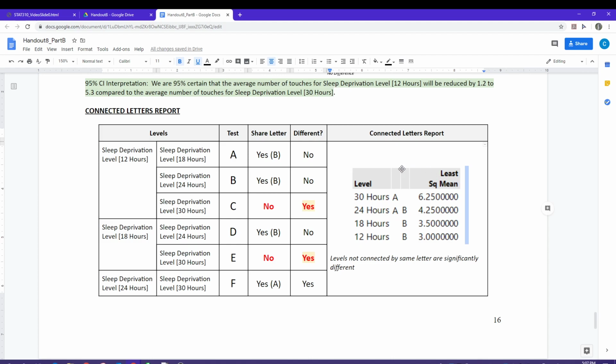Again, I'm going to get exactly the same information as my 95% confidence intervals up above. This is just doing it with letter indications. How about 18 to 24? 18 and 24 share a B. They're not different from one another. How about 18 to 30? 18 has a letter B, 30 has a letter A. So they do not share a letter. They are different from one another.